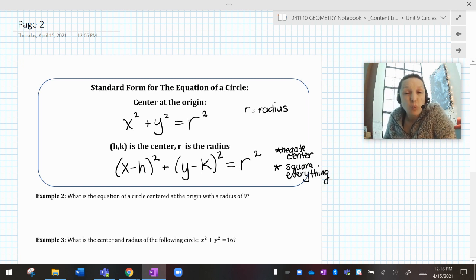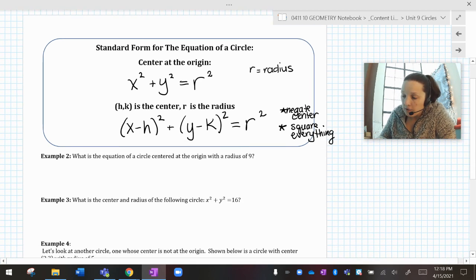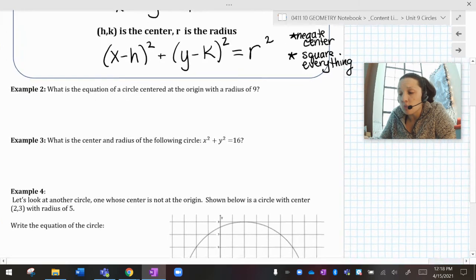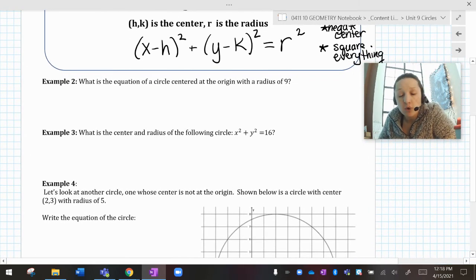Negate the center, square everything. Okay. So now we're just going to do a whole bunch of repetitions so you see what's going on.